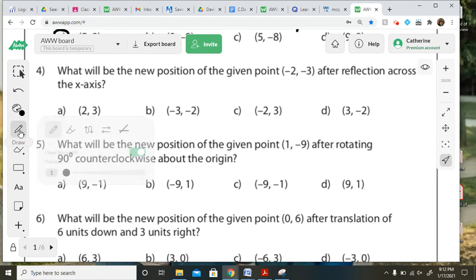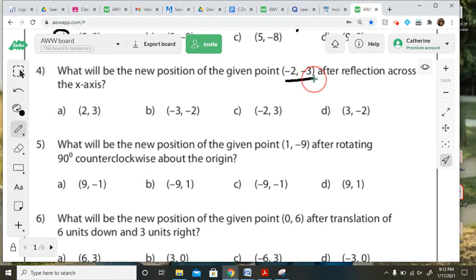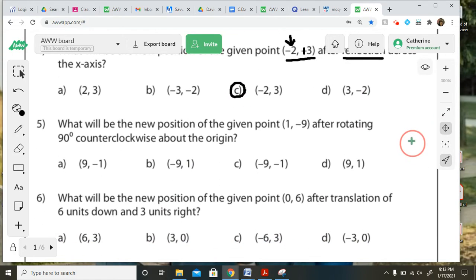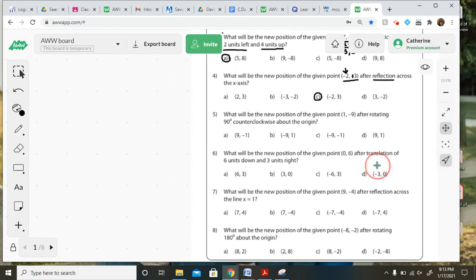Number 4 says, what will be the new position of the given point, -2, -3, after a reflection across the x-axis? So remember, when we reflect across the x-axis, the x coordinate stays the same and the y goes opposite. So this would be -2, +3 that we would be looking for. And I left you 5, 6, 7, and 8 on this page to do.